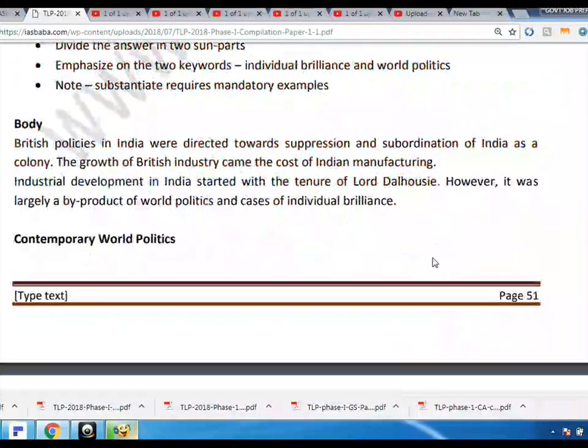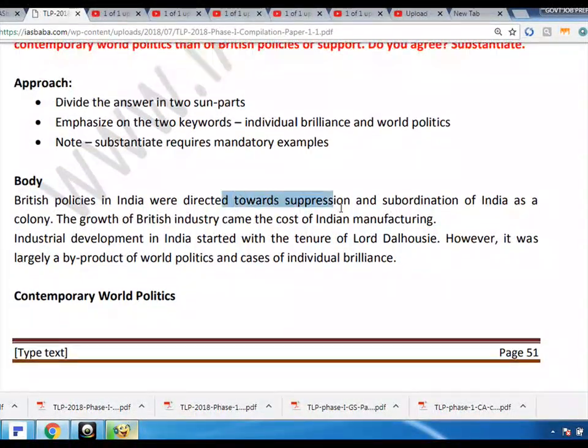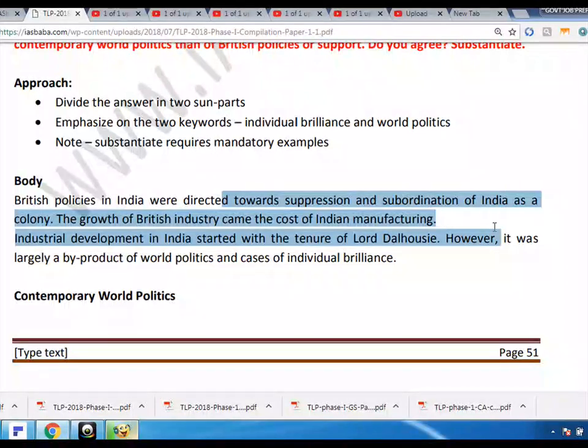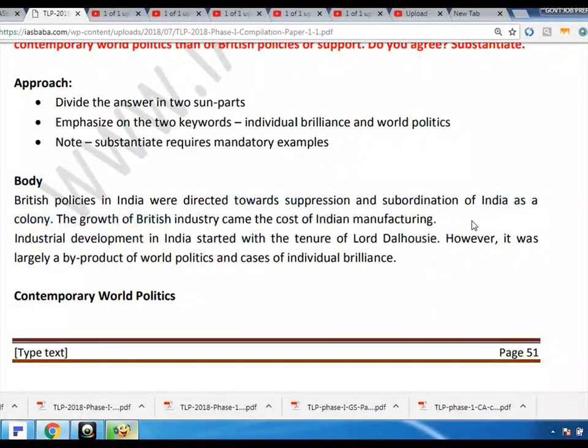Body. British policies in India were directed towards suppression and subordination of India as a colony. The growth of British industry came at the cost of Indian manufacturing. Industrial development in India started with the tenure of Lord Dalhousie. However, it was largely a byproduct of world politics and cases of individual brilliance.